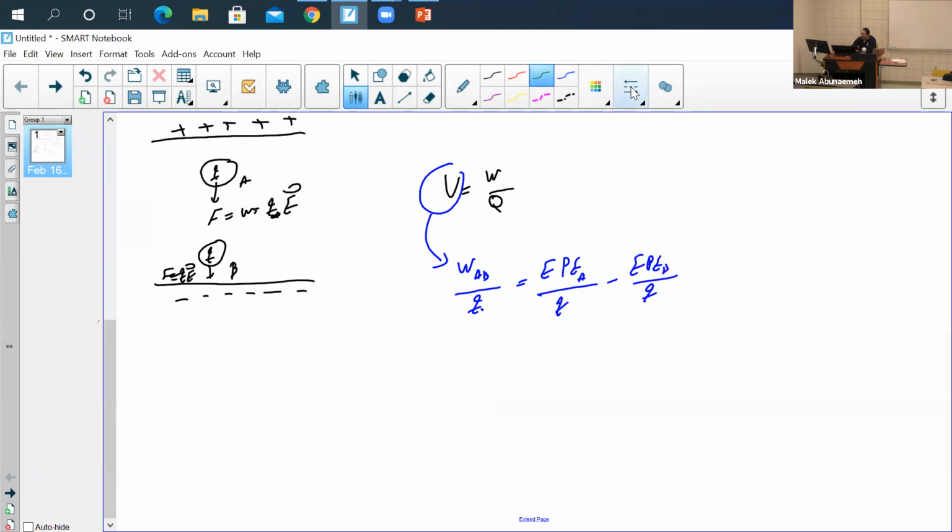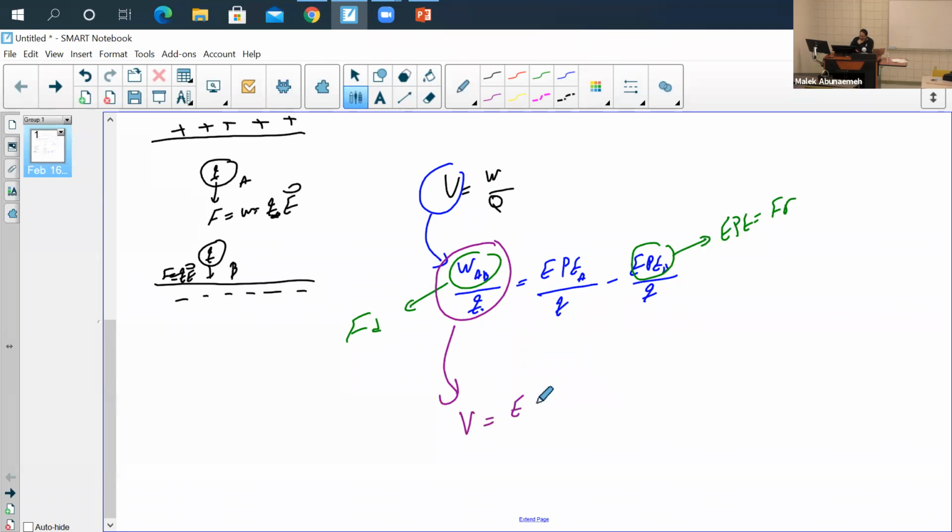Now again, your work is your force multiplied by your distance, your definition of work. So when we're talking about the electric potential, that's going to equal your force multiplied by your radius, which is your distance. Maybe I should get this color. So your work from A to B over Q, which is your voltage, is going to equal your electric potential energy divided by your charge.